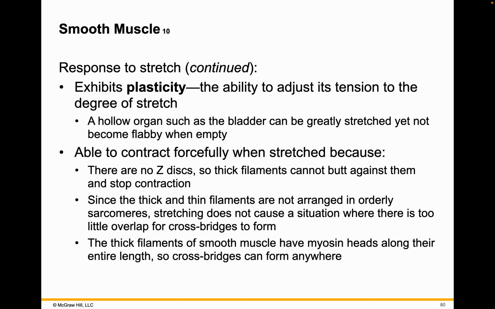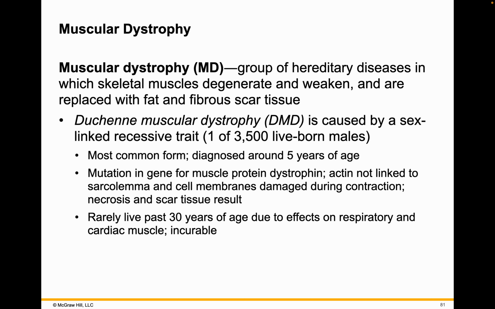Smooth muscle has plasticity, the ability to adjust its tension to the degree of stretch. It's able to contract forcefully when stretched because there are no Z discs. The thick filaments will play a role, the thin filaments, in their arrangement versus the striations.